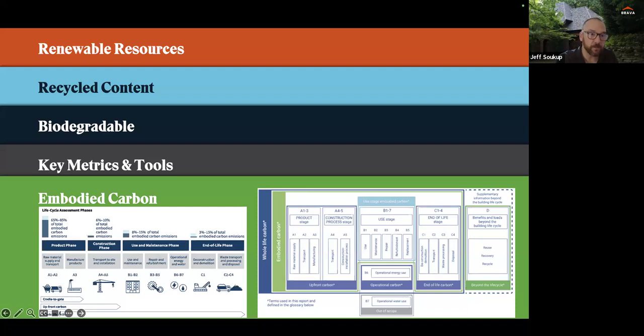So where is the carbon coming from? Mostly it's going to be involved in that cradle to gate, but construction phase and then the use and maintenance. Not included in there is your operational carbon or your operational phase, which you see to the right. So your operational is exactly that. It's not embodied, it's operational.